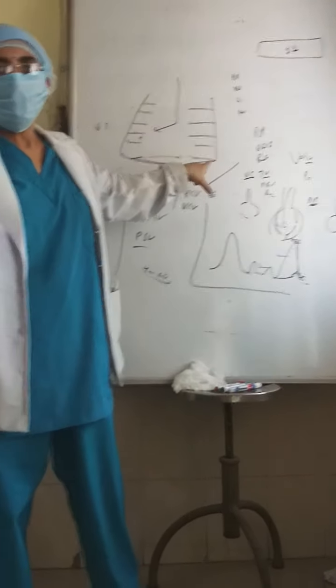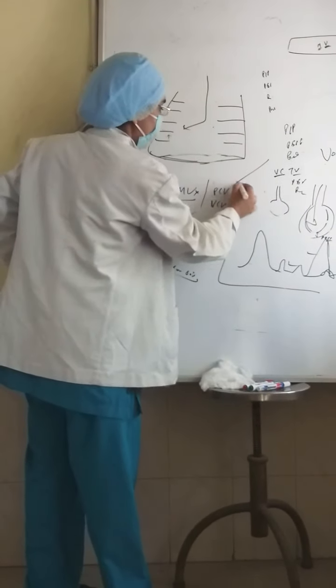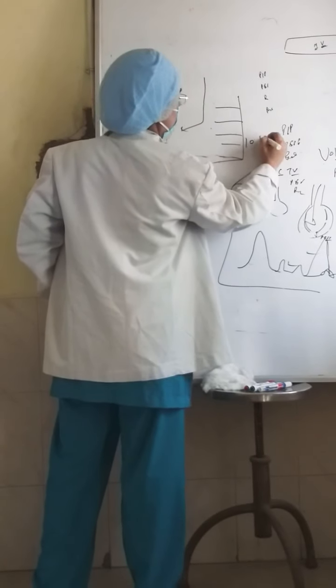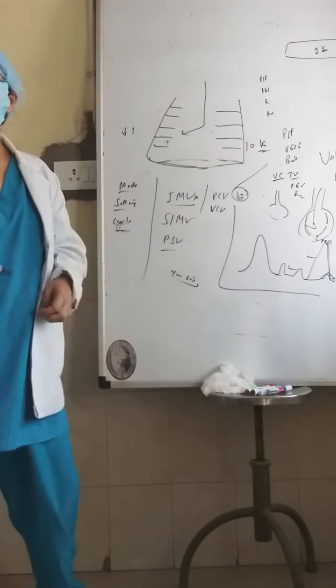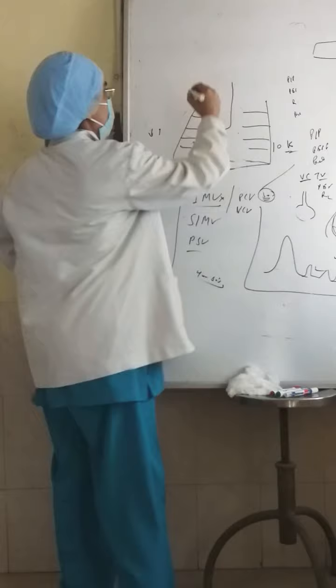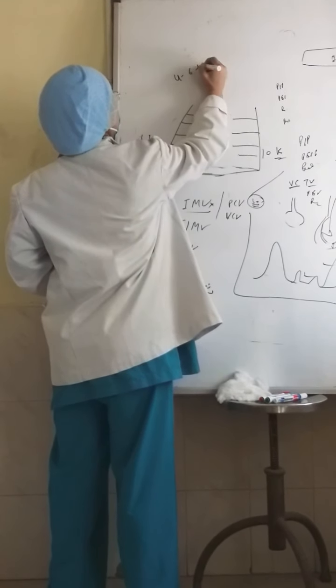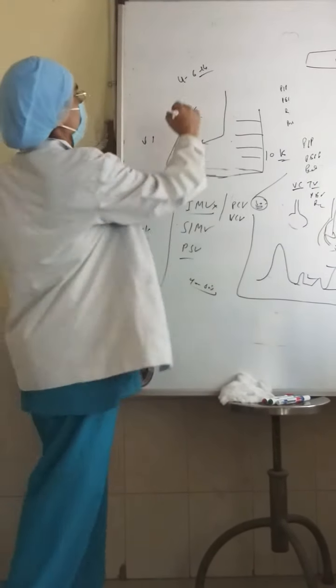For example, if you have set a pressure of 30 and the weight of the baby is 10 kg, what should be the tidal volume that the baby should get? If you calculate, it should be 4 to 6 ml per kg. So 4 to 6, if we take 5, okay.